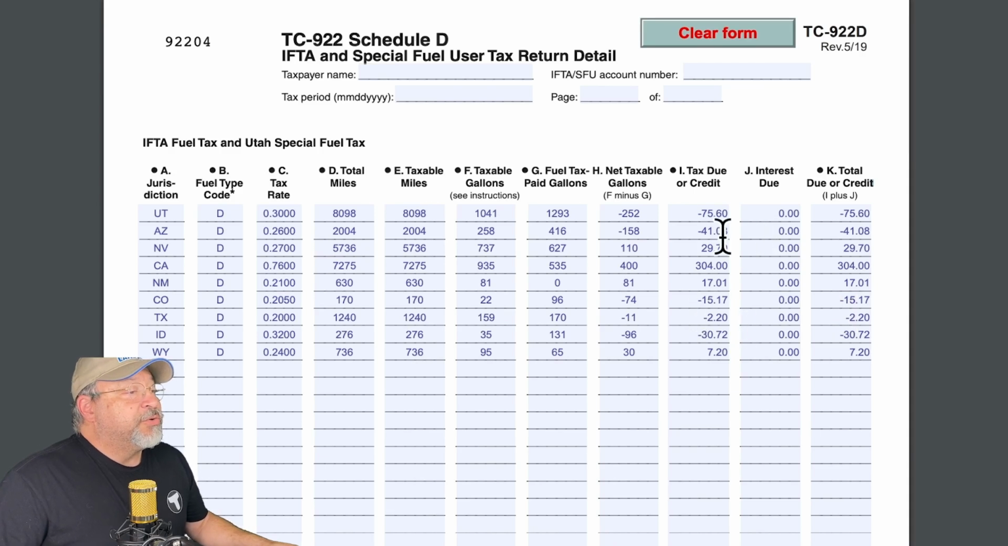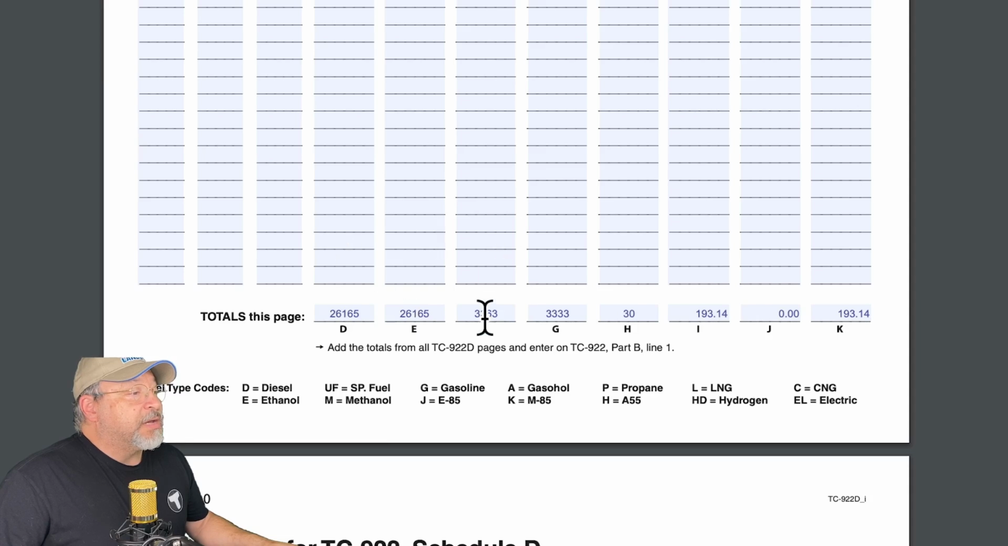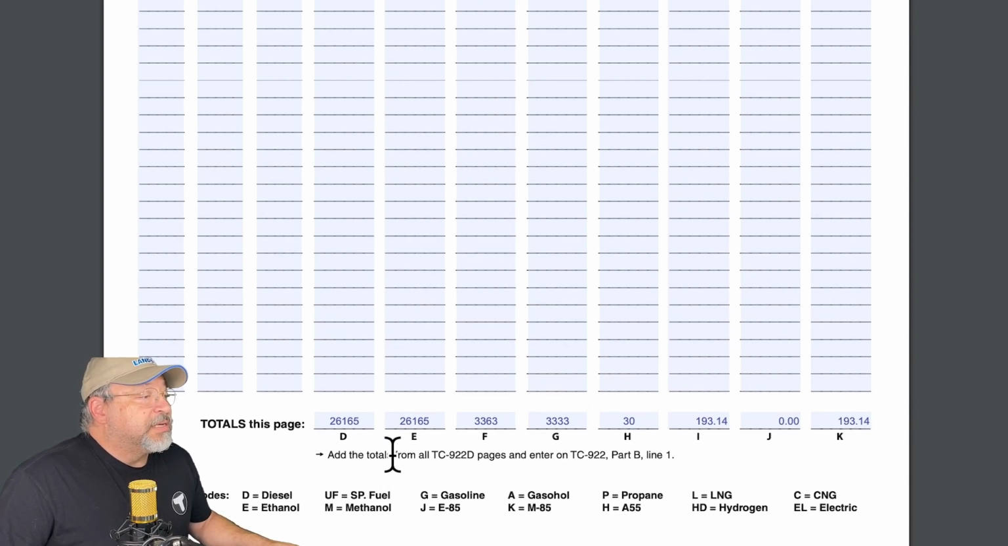Okay, so once you fill in the detail, just add up each column, and you get these numbers here, all right? So this is the total amount of miles that I drove.